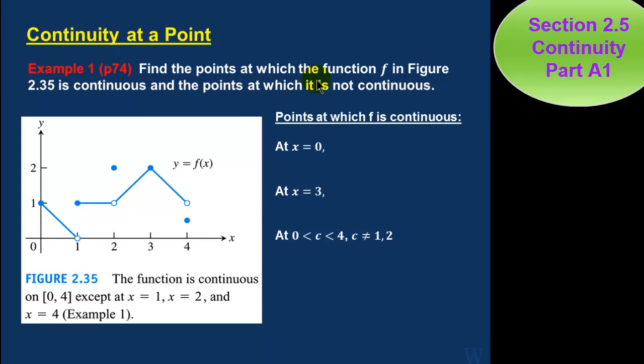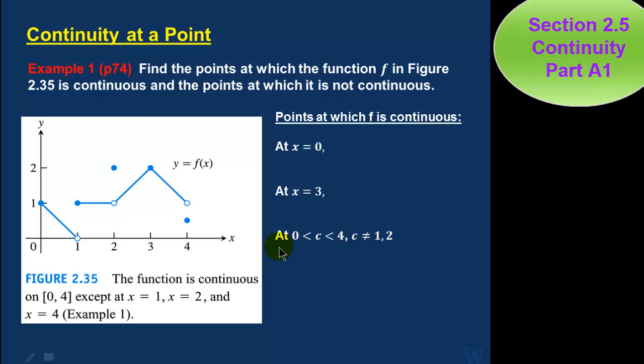Continuity at a point. Find the points at which the function f in figure 2.35 is continuous from 0 to 4, except at x equal to 1, 2, and 4. We have done this in class, but let me just reiterate what we did. The points at which our function f is continuous are at x equal to 0, x equal to 3, and all the interior points from 0 to 4 excluding 1 and 2.